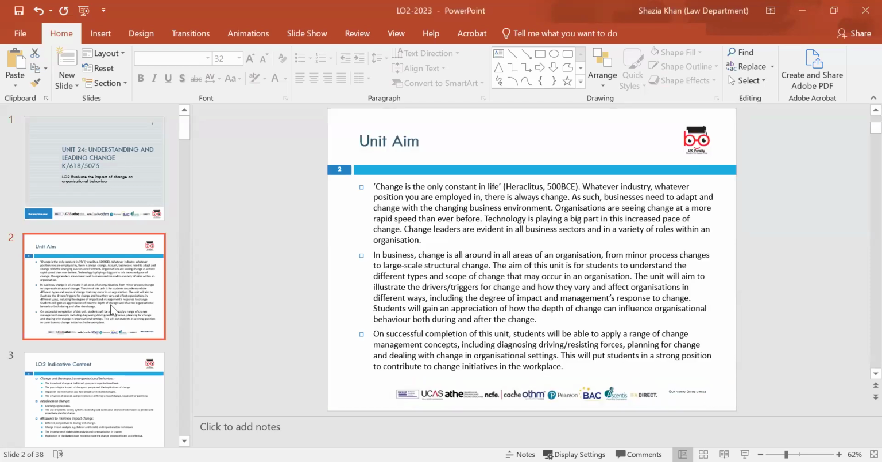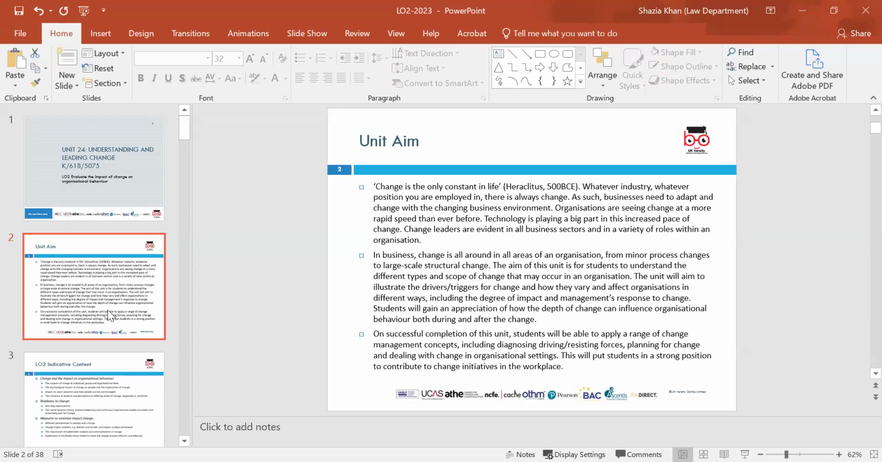So the unit aim is: change is the only constant in life, whatever position you're employed in, there'll always be changes. As such, businesses need to adapt and change with the changing business environment. Organizations are seeing change at a higher speed than before. Technology is playing a big part, as we mentioned in Learning Outcome 1. In business, changes are all around the organisation, from minor processes to large-scale processes.